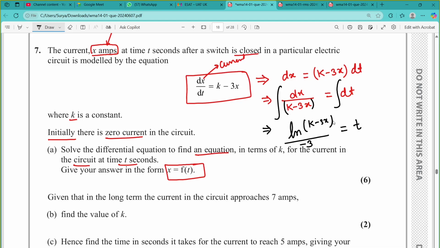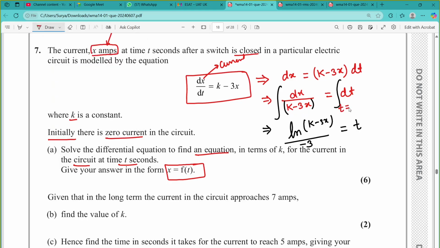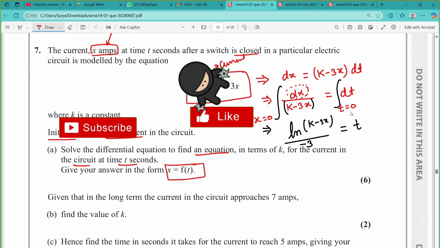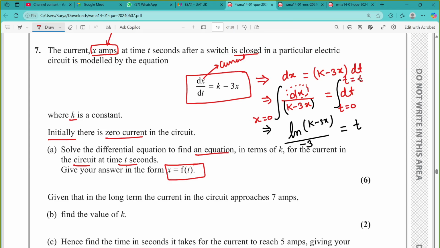If we apply the limit here, for t equals 0, at that time my x was 0. Here I have to write the limit of x because my variable is dx. So I'm writing the limit for x corresponding to the limit of t. For t equals 0, my x was 0. Now, for t equals t, for any random time t, what should be x? So x should be x in general, I am assuming. So now I have to apply the limit 0 to x, and this should be 0 to t.